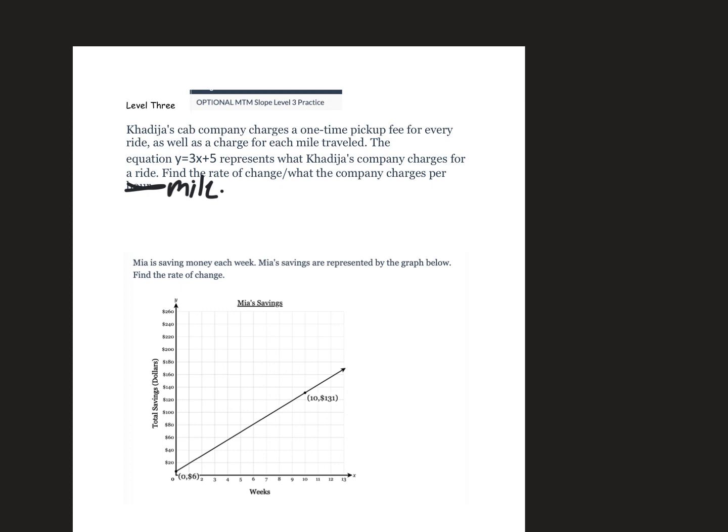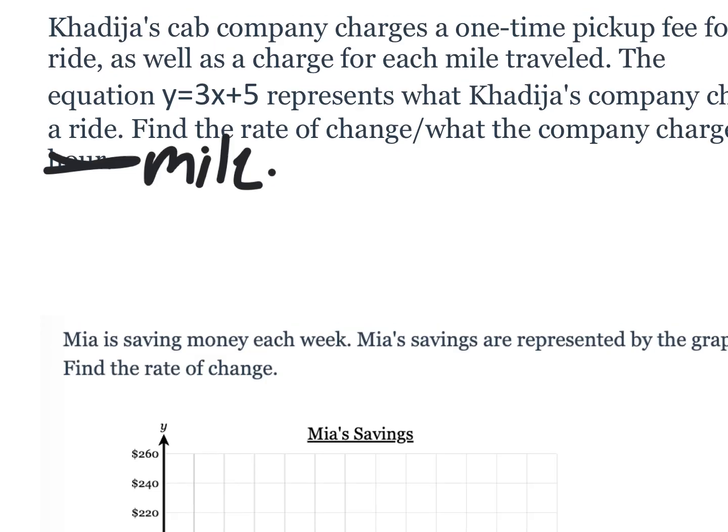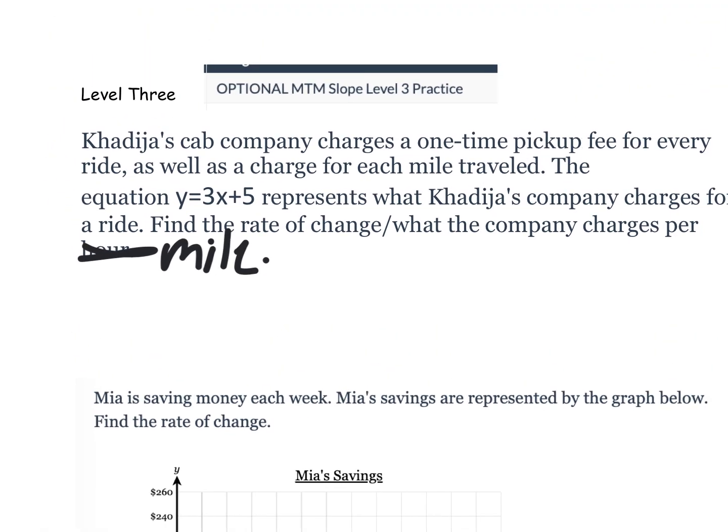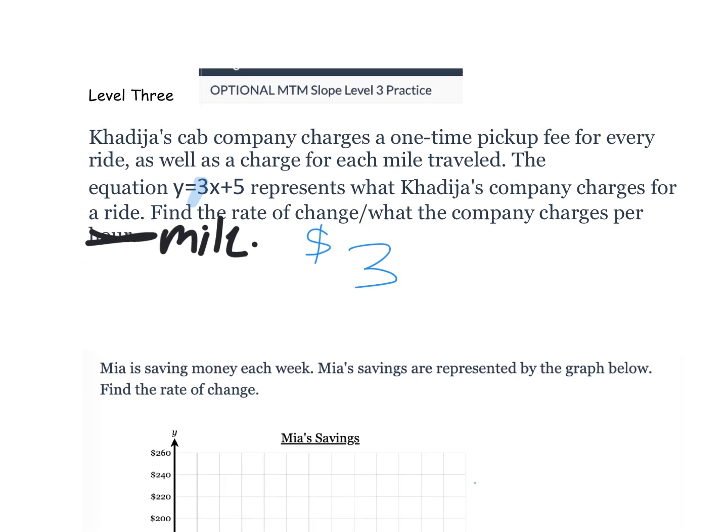There won't be 2 questions in section 3, but I wanted to give you 2 different versions on the study guide so that you know kind of what you're going to get. So the rate of change for Kadisha is going to be that 3 right there in front of the X. If you want to put a dollar sign on there, since we're talking about money, you can, but you don't necessarily have to. I'm not going to be that petty.